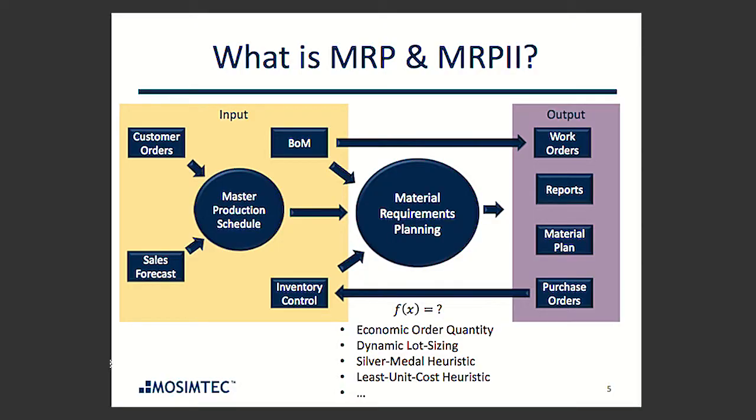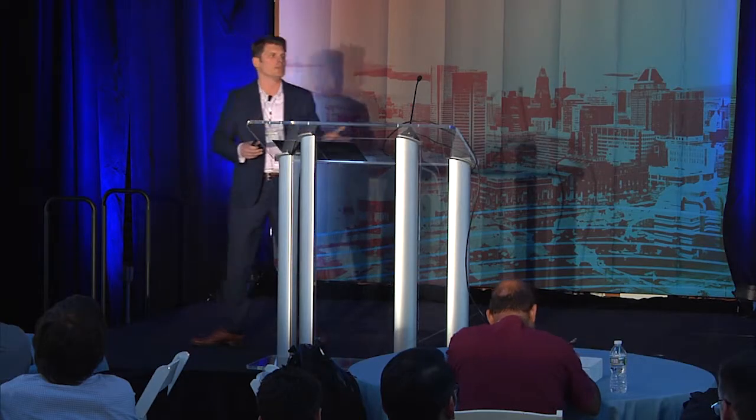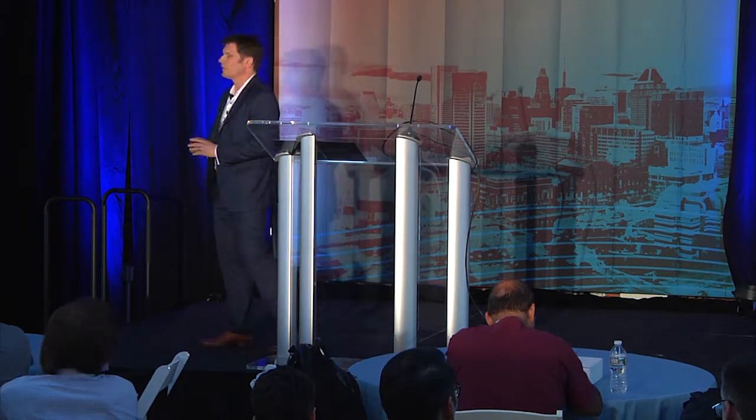So what is MRP and MRPII? In essence, we have inputs, orders, forecasts, materials, and inventory goes into a plan, plan is developed, and then orders are created in the material requirements planning. A variety of functions are used in the materials requirements planning. I mean, everything from just simple min, mult, max, reorder points to some things that are far more sophisticated, like least unit cost heuristics and other algorithms.